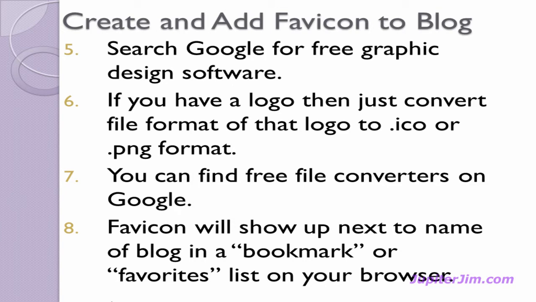Step 7, you can find a free file converter program on Google. Just search it out. Convert from .gif to .png and it'll give you a list of programs, many of them free. Step 8, the favicon will show up just as a point of interest next to the name of your blog. If somebody bookmarks or adds your blog to their favorites list, just to the left of the name of your blog there will be the little favicon that you are creating and adding here.